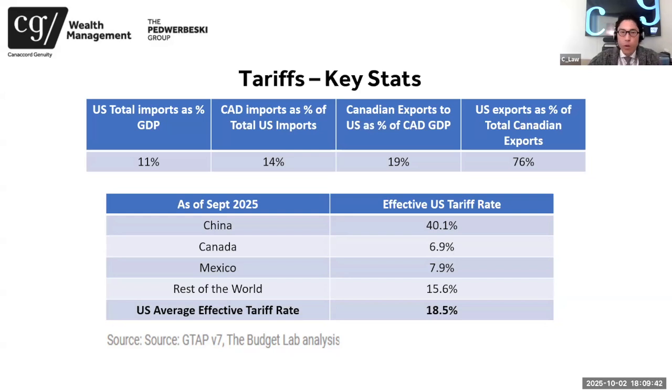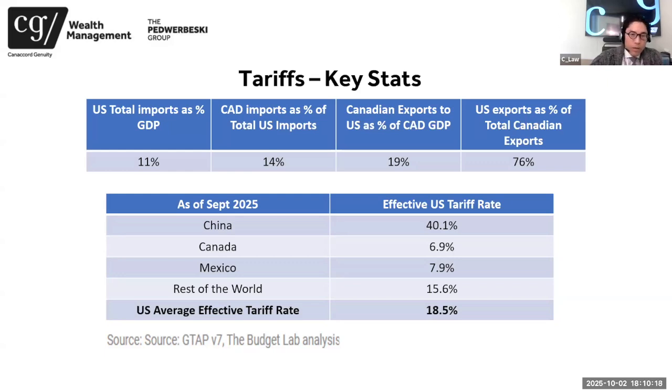And as a percentage of total exports, US exports represent 76% of all exports that Canada exports. As of September last month, the US had an effective tariff rate. China had an effective tariff rate of about 40%. Canada, we were the lowest at 6.9%. Mexico, 7.9%. The rest of the world, about 15.6%. And on average, the US average effective tariff rate was 18.5%.